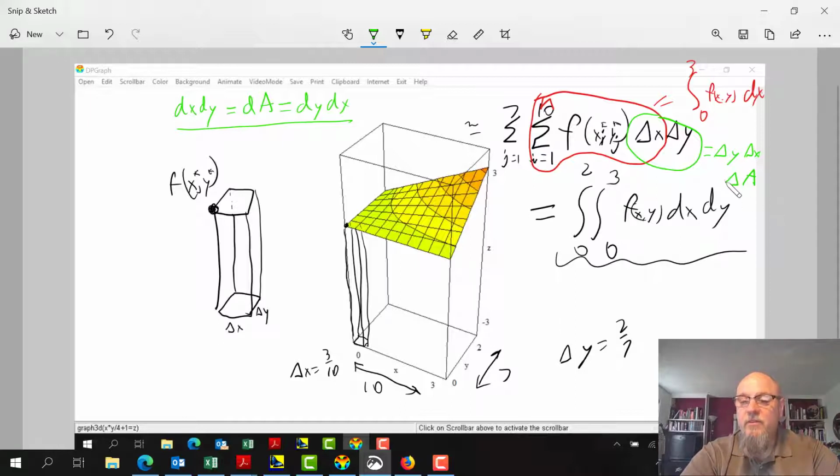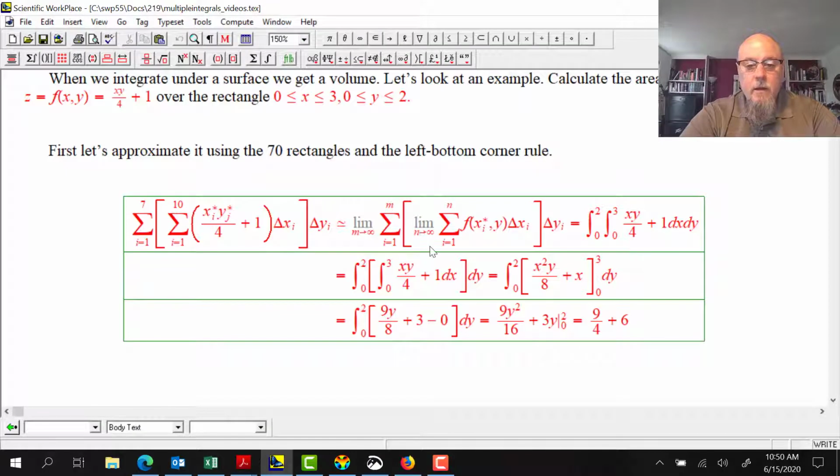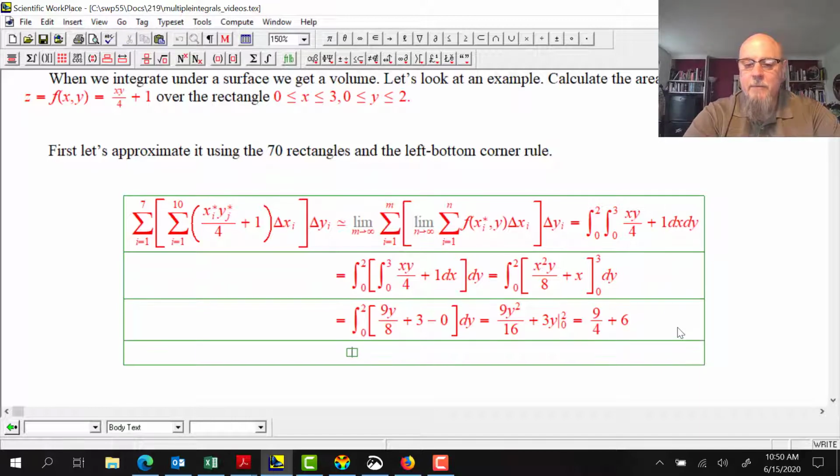So some people think of this as a delta A, change in area. I could write dx dy, or I could write dy dx. They're both a dA, change in area. They're equivalent. I've got to be careful when I say that. Yes, they are equivalent, but they change the endpoints. So when I'm setting up these integrals, I'm choosing to do dx dy first, or I could have chosen dy dx. Let's do that.